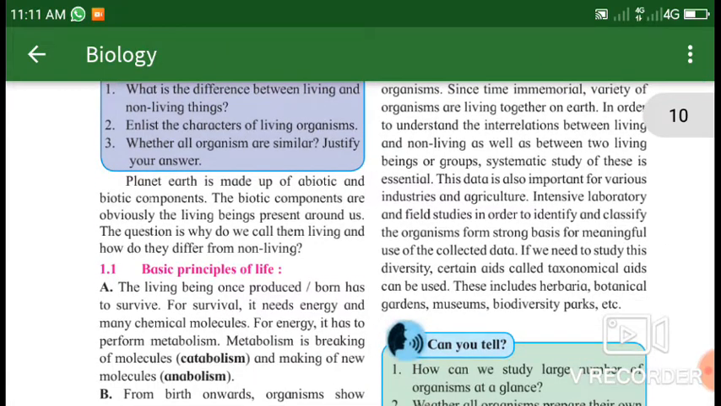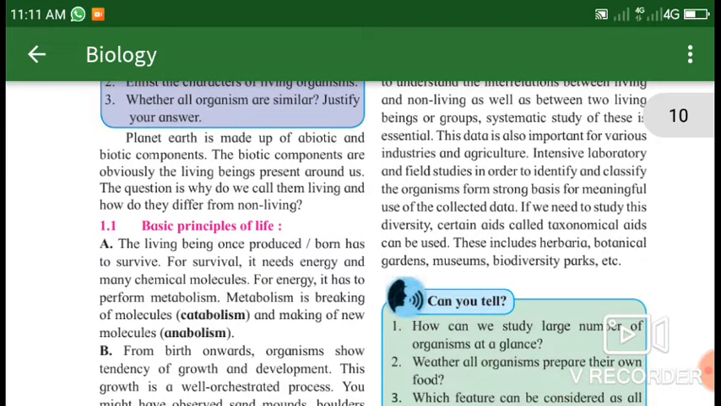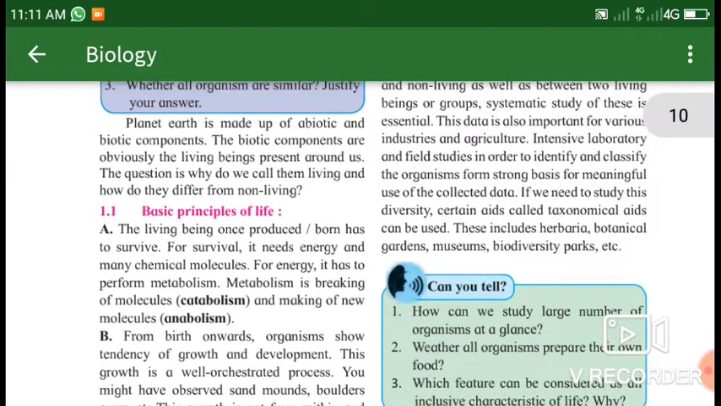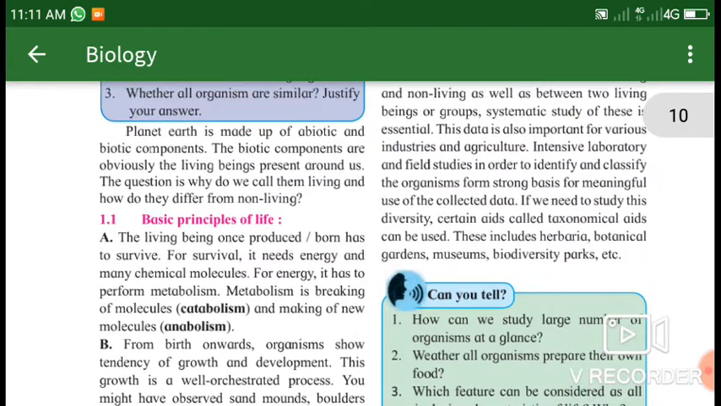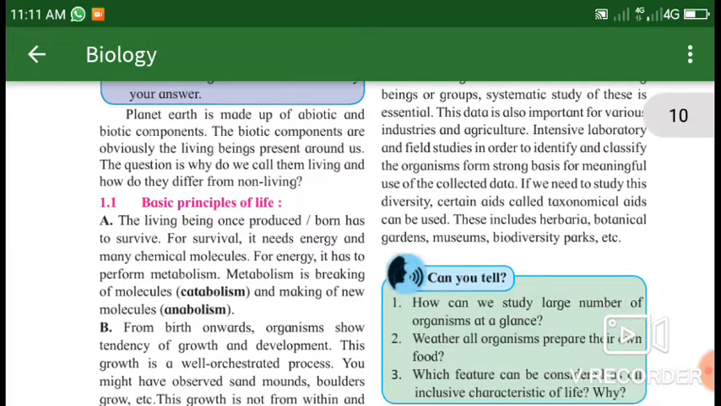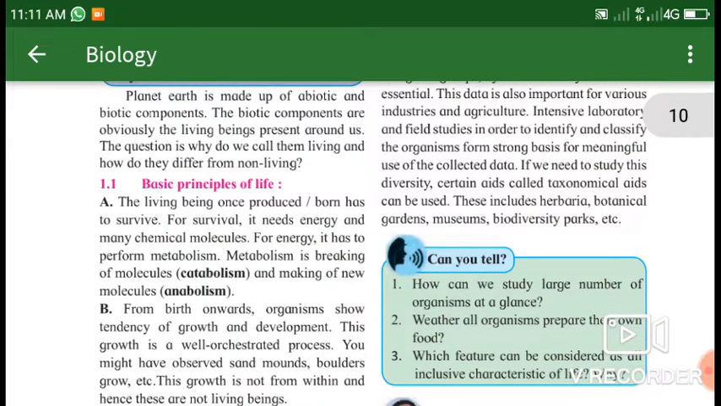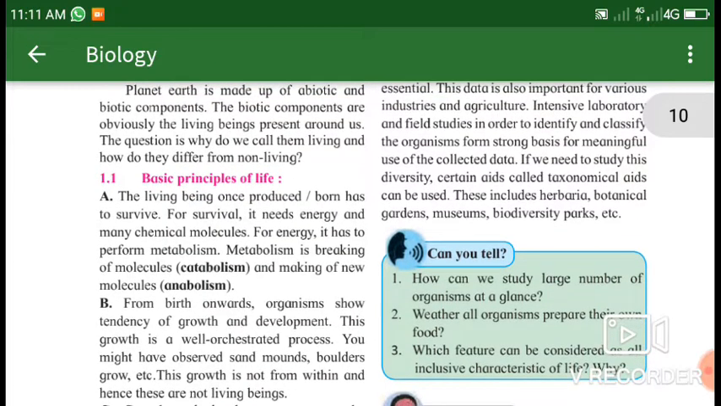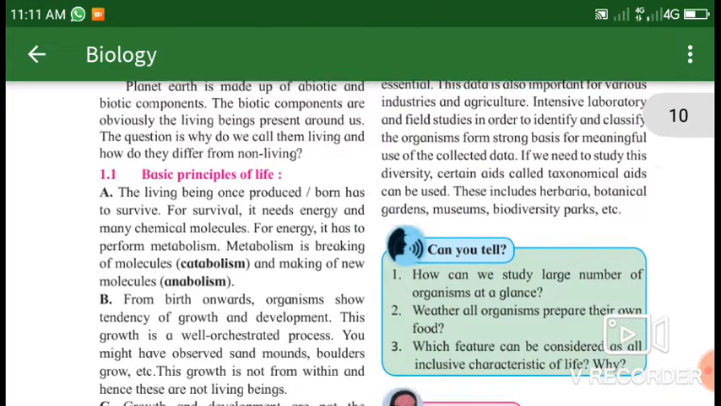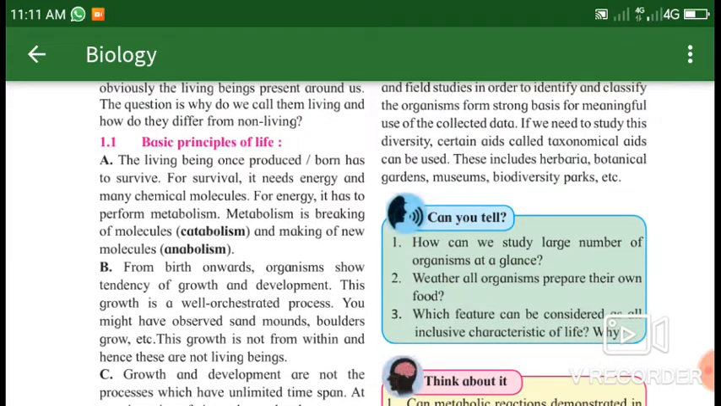The planet Earth is full of abiotic and biotic components. The biotic components are obviously the living beings present around us. The question is, why do we call them living, and how do they differ from non-living things? Okay, so let us understand the basic principles of life.